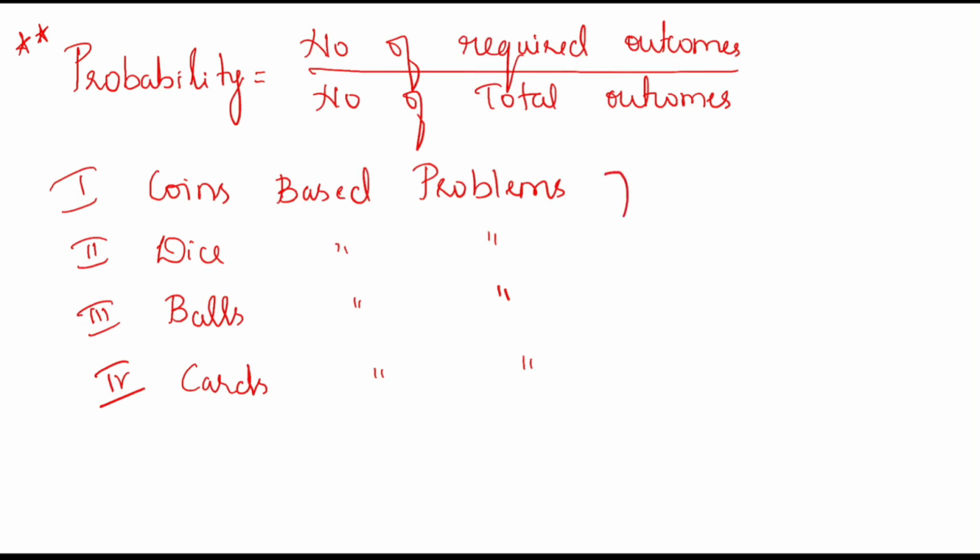So these are the 4 different types in which I have divided the problems, and for each type we will see different shortcuts. But finally, to find the probability we use this formula itself. This formula only, but shortcuts will be different for each type. So let us begin with our first type, that is coins based problems.